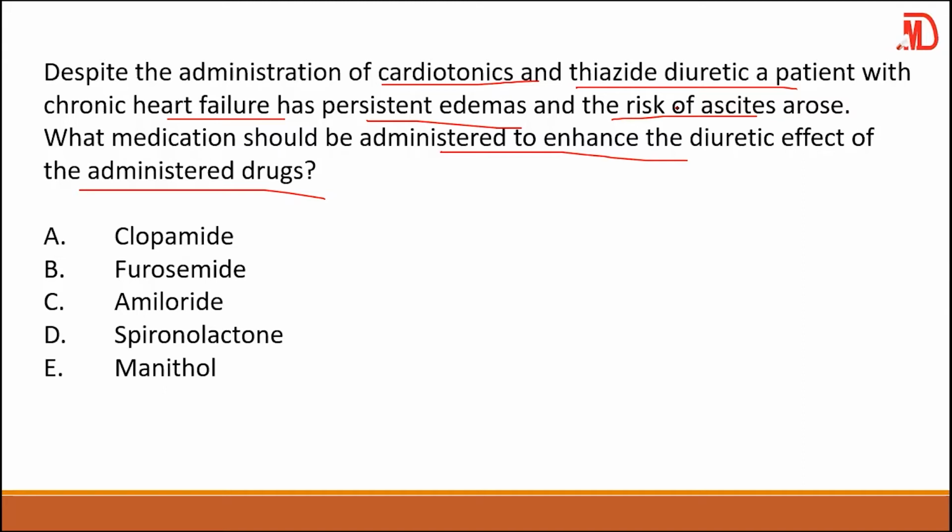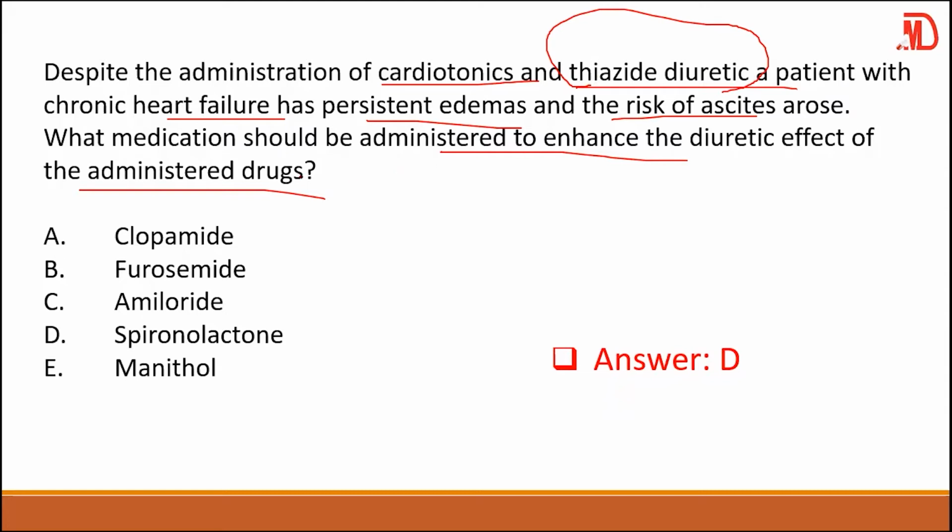So what else should we give to enhance the diuretic effect? And that's where your potassium sparing will come in. That is spironolactone. That is where it comes to play. So don't go and use furosemide, because already it's a form of what, a thiazide. So don't go and give it again. All right. So over here, we are looking at D as our option.